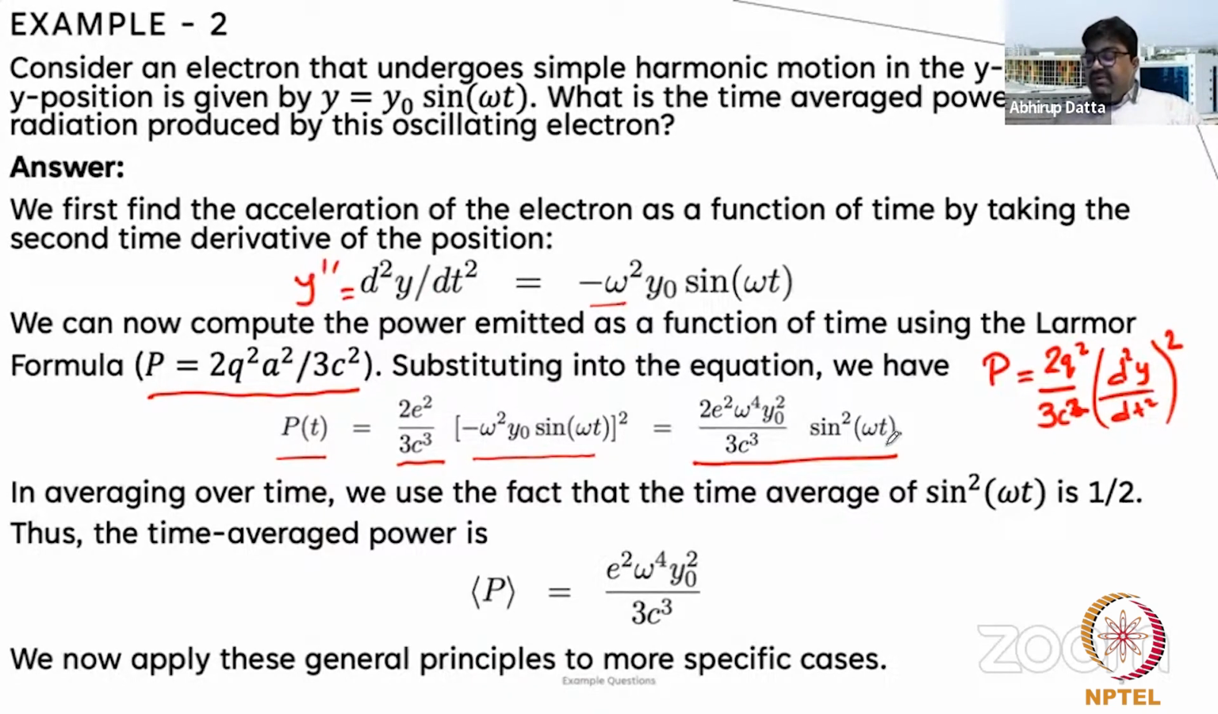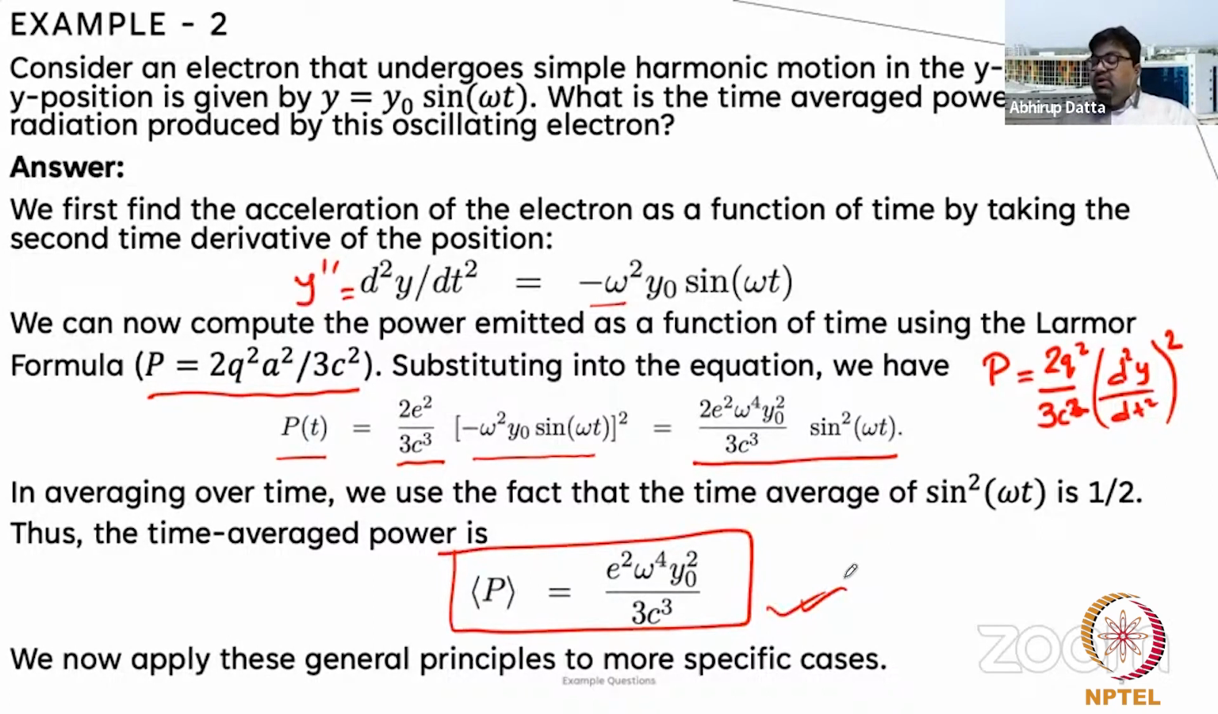And for the time averaged part, this still has an omega t. If you do this time averaging, you finally get the value of e squared omega to the power 4 y naught squared divided by 3c cubed. This is the formula. The only trick over here is to relate the acceleration with the double derivative of y.